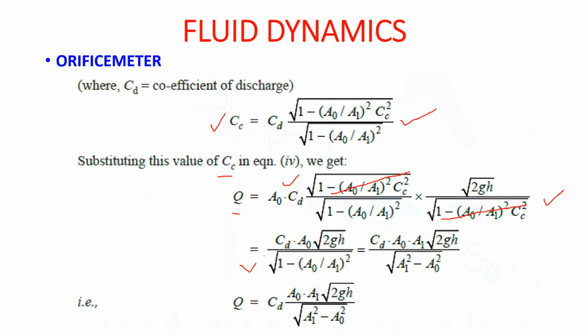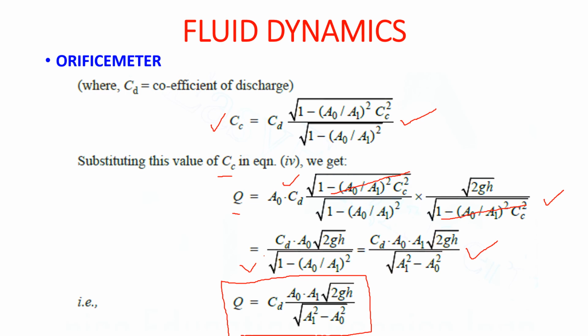Again, you can see that this particular value we have simplified as Cd into A naught A1 under root 2gh, because this A1 square has been taken in the upward direction. So we get under root A1 square minus A naught square. So the value we get is Q equal to Cd into A naught A1 under root 2gh divided by under root A1 square minus A naught square.